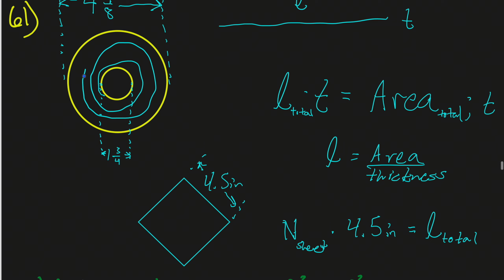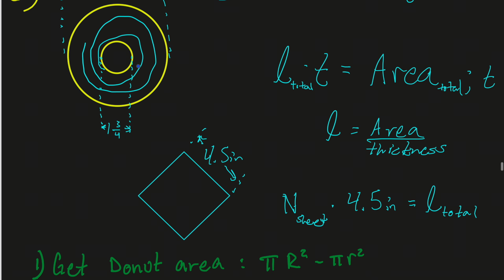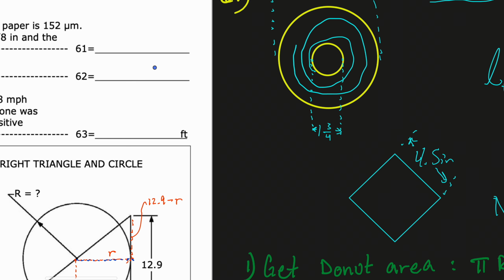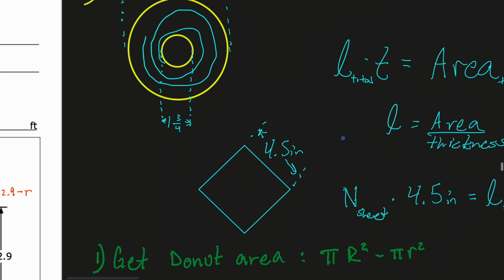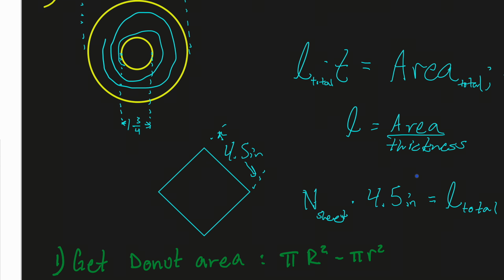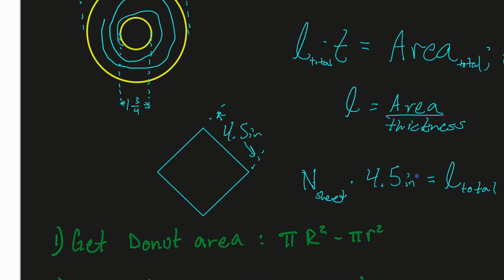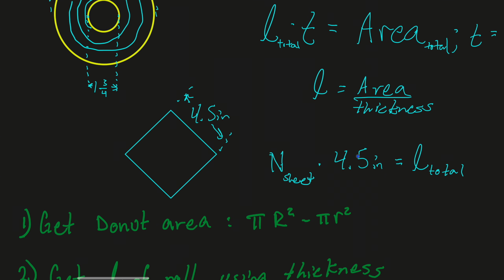So if we want to find out how many sheets we're going to need, we need to get this total length. So we get the area of that donut, larger circle area minus inner circle area. And then we divide by the thickness of the paper, which is, I believe, 152 micrometers. So we're going to have to do some unit conversions to ensure that the micrometers cancel out. Now we just convert those to inches.